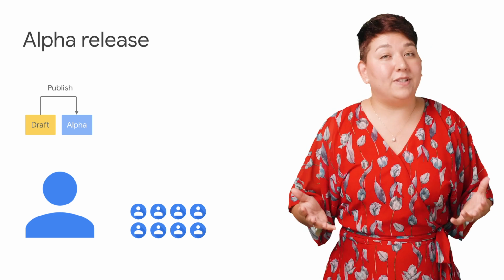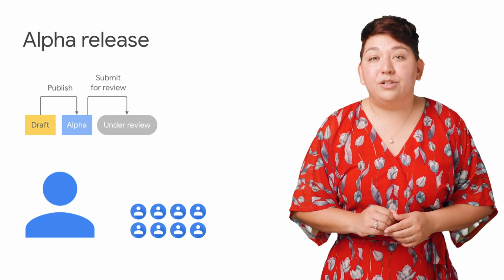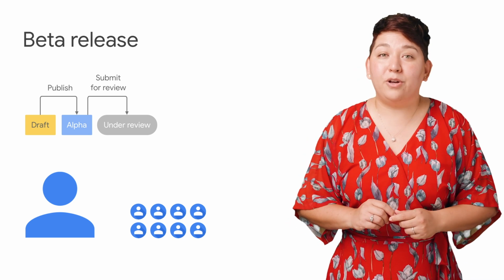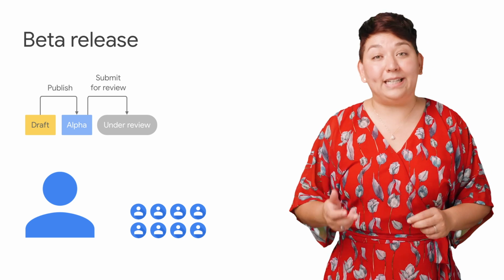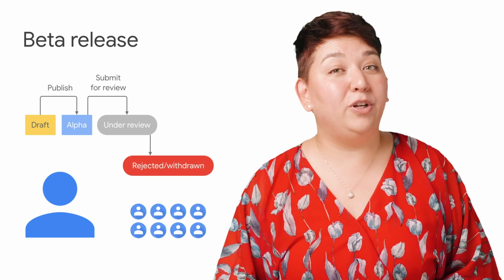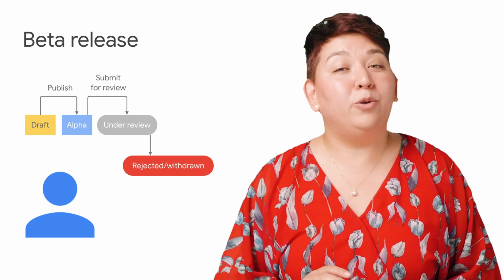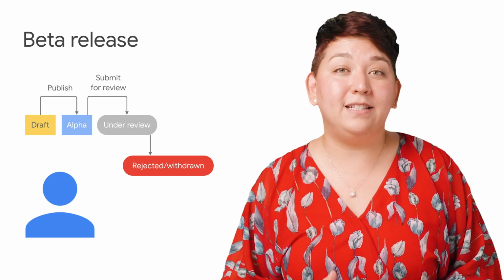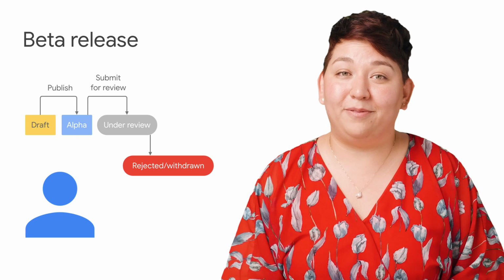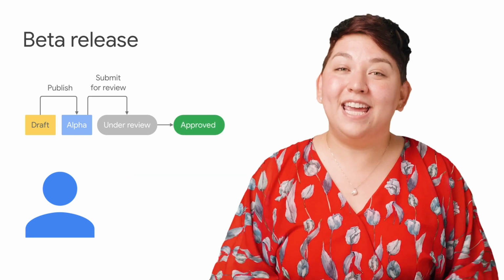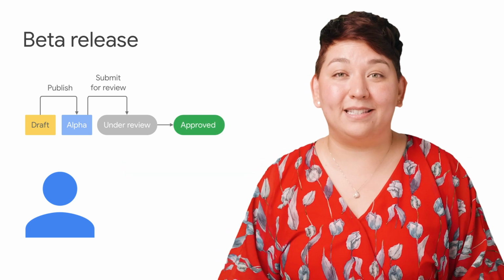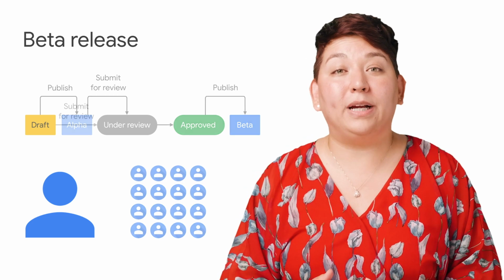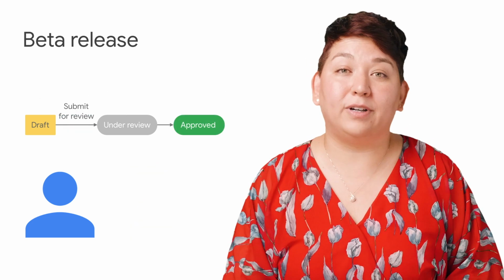If you want a larger group of selected users, you can release your action to a beta environment. Unlike alpha, beta requires that your action goes through the review process to be released. If you do not pass the review process, don't worry. You'll receive feedback from Google on what needs to be fixed. Once you've addressed all of these issues, you can resubmit your action. And if it does pass, then your action will move into the beta release, where you can add even more selected users. You can go directly from draft to beta, skipping over alpha.